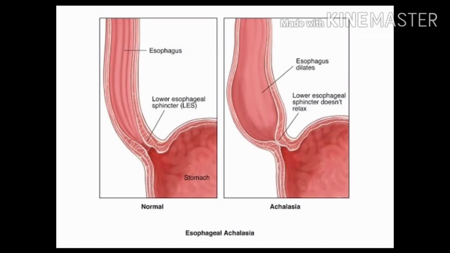Next clinical condition is achalasia cardia. It is a clinical condition in which sphincter at the lower end of the esophagus fails to relax when the food is swallowed. Because of this, food will accumulate in the esophagus and its regurgitation occurs.